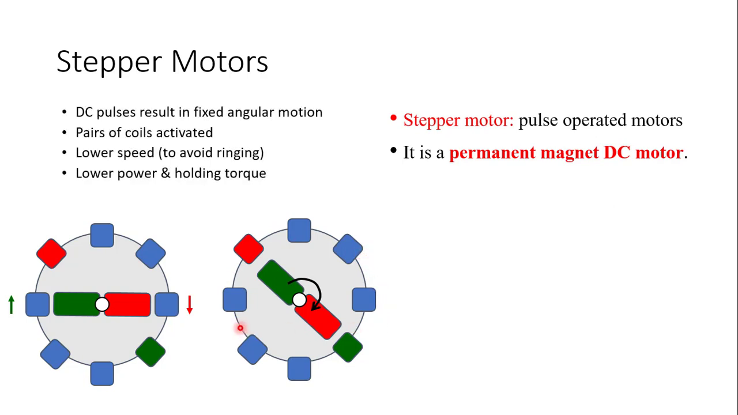A DC pulse results in a fixed angular motion. You cannot change it, and you cannot have an in-between value. A pair of coils is activated, then the opposite pair of coils is activated, and they have the opposite polarity. But it is used for lower speed and has lower holding torque, so you cannot use it for heavier works.